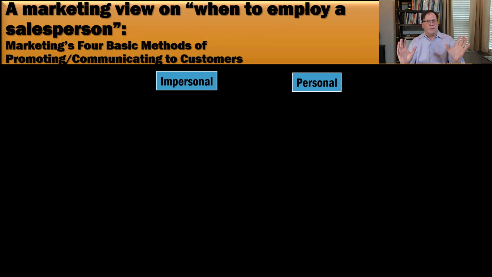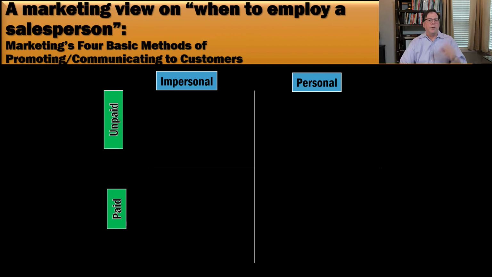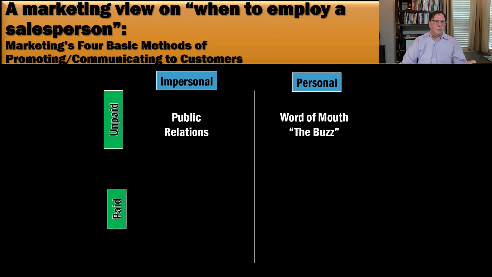The way we're going to make these four cases is impersonal ways of communicating and personal ways of communicating. Then we overlay that with paid: are we paying for this communication or is it unpaid? That gives us the four major ways that marketers can communicate with their markets. The top one, an unpaid way that's impersonal, is public relations. Public relations isn't something they're paying for directly, but it is going to affect communications about their brand.